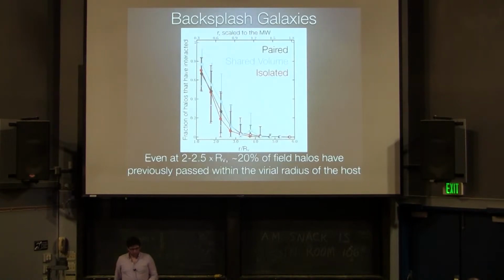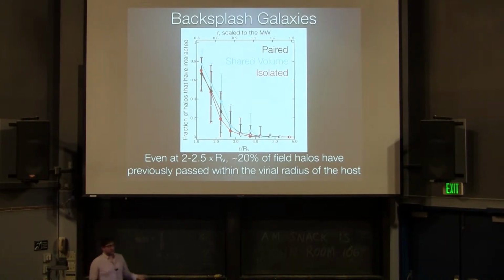Okay, so the next result I want to talk to you about is backsplash halos, or backsplash galaxies, which we're going to define strictly as any halo that has passed within the virial radius of one or the other or both of the hosts at any point, basically. So we're not saying it has to be within R vir over 2 or R vir over 3, just R vir. So there are 3 samples plotted here. The paired and the isolated are pretty obvious. The shared volume sample counts only halos that meet the radial cut for both hosts simultaneously. So that applies to the pairs, obviously.